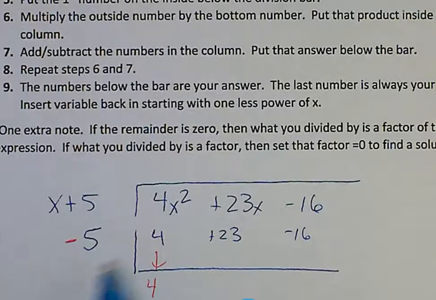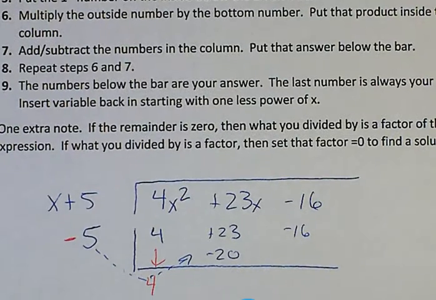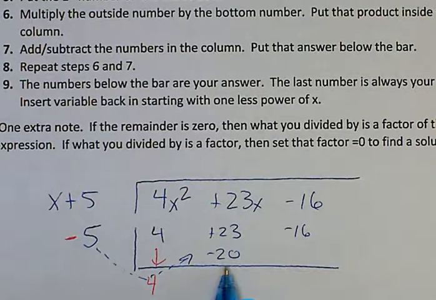So now we take the outside number, negative 5, and multiply it times 4. Negative 5 times 4 is negative 20. Taking that negative 20, we put it in the next column on the inside. Now whatever these two numbers are, you add them or subtract them. If it says addition, you add; if there's subtraction, you subtract. So it's 23 minus 20, and that's a positive 3.